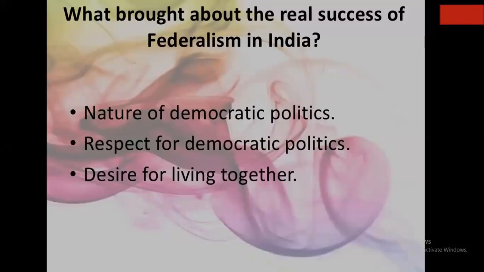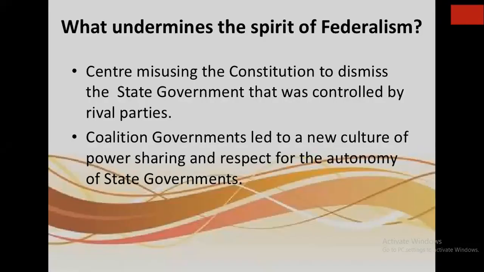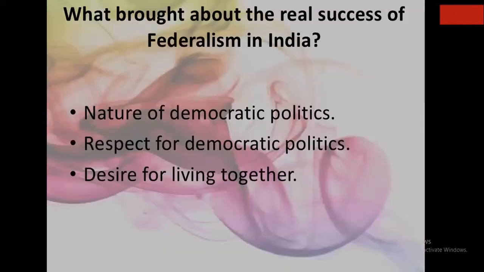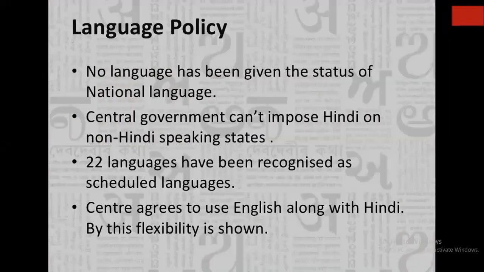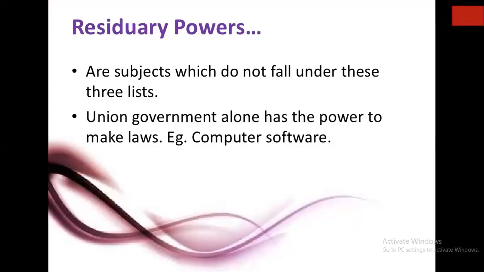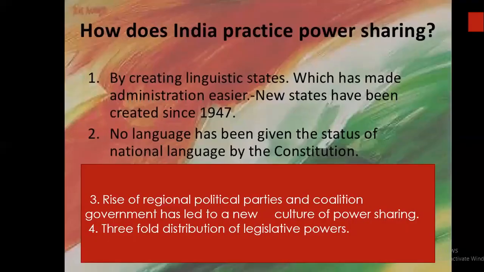Then what has brought about the real success of federalism? Our nature of democratic politics, our respect, our desire for living together. Then the powers which are not listed, for example, computer software, the union government, that means the central government, is looking towards it. It has the power to make laws for it because it does not come under any subject of the union list, state list, or concurrent list. And how our country is practicing power sharing.